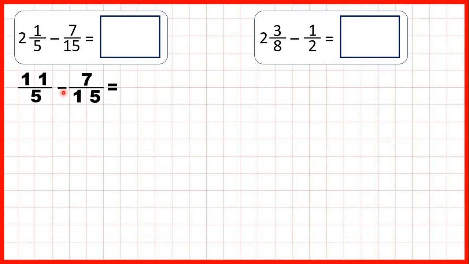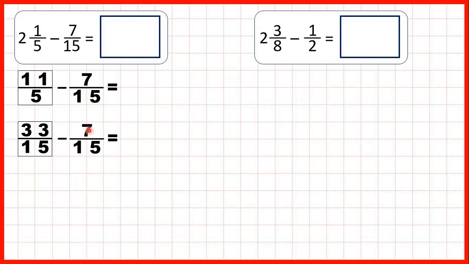But we need to subtract 7/15, and to subtract fractions, we need the denominators to be the same. Now 15 is in the 5 times table, so we can find a fraction equivalent to 11/5, which has a denominator of 15. That's 33/15, because we use multiplication to find equivalent fractions. 5 times 3 is 15, and 11 times 3 is 33.